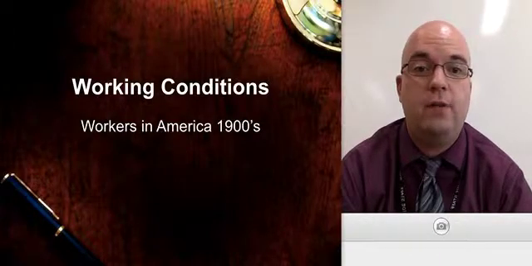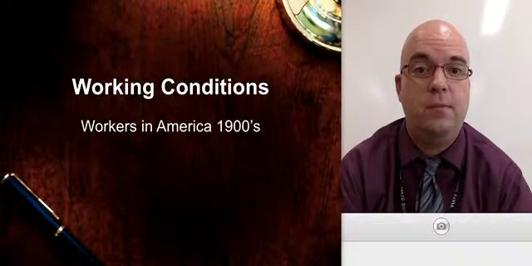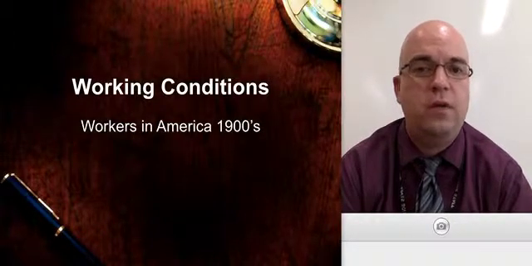This is a video lecture titled Working Conditions, Workers in America, 1900s. This is a lecture video from our Industrial Revolution unit. We've been looking at the rise of big business, the change in the production of products from going from handmade to mass-produced in factories and the assembly line. Now we're going to look and see how that has an impact on some of the working conditions for Americans in the 1900s.